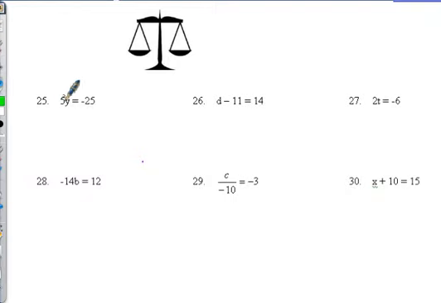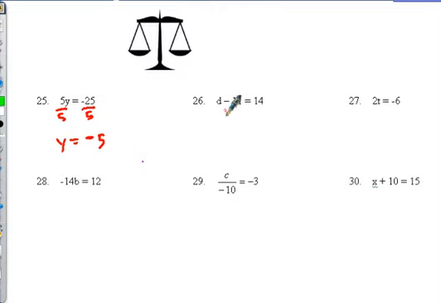I have 5 times y equals negative 25. For this one you'd have to know your rules about dividing and multiplying with a negative. So if I have 5y on this side, if I divide by 5, I end up with just y. If I do it to one side, I gotta do it to the other side. So I end up with y equals negative 25 over 5. So that's negative 25 divided by 5. But 5 goes into 25 5 times, so my answer is negative, since I have one negative, and 5, since 5 goes into 25 5 times.